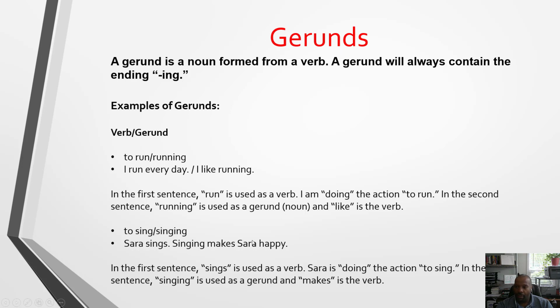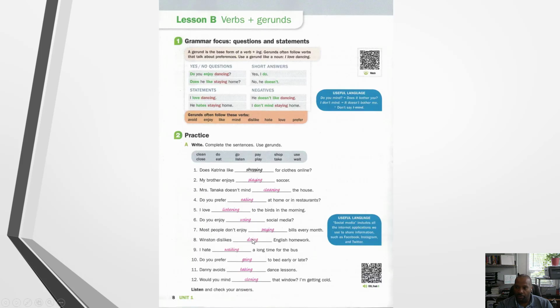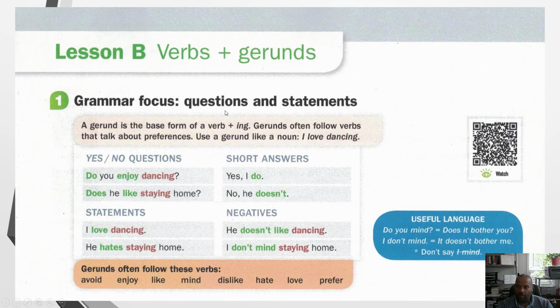Okay? Let's take a look in our regular books, right? To remind ourselves again. On page 8 in our student book, Lesson B, verbs plus gerunds. Okay? Let's just look here at the top. Number 1, the grammar focus. Questions and statements. A gerund is the base form of a verb plus ing.